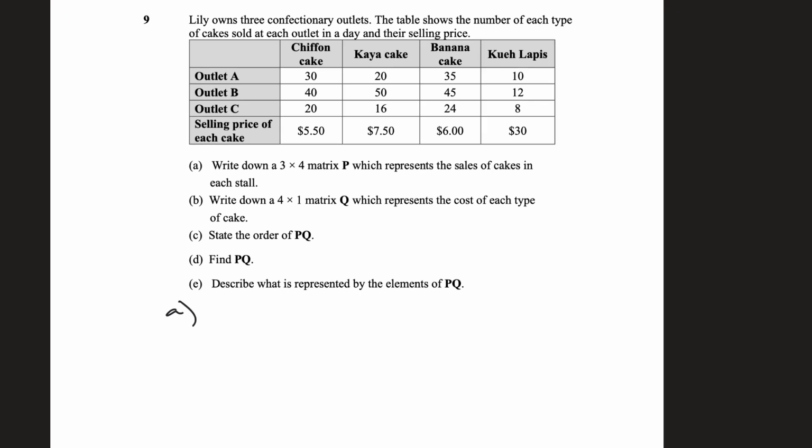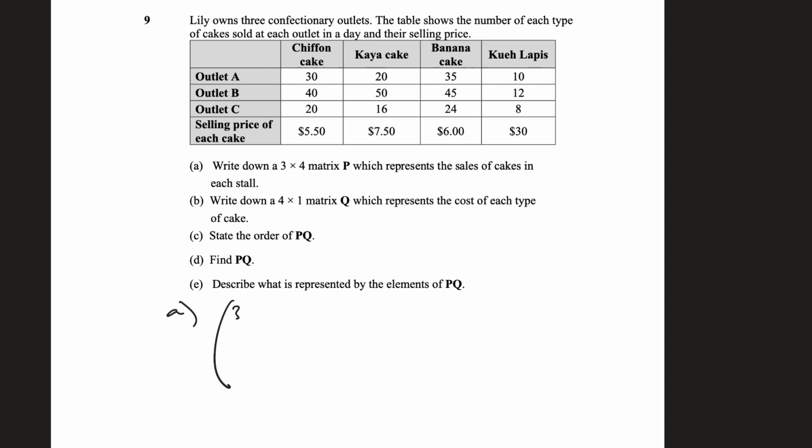So for my matrix, I'm just going to write it down like this. 30, 40, 20, 20, 50, 16, 35, 45, 24. Like this.